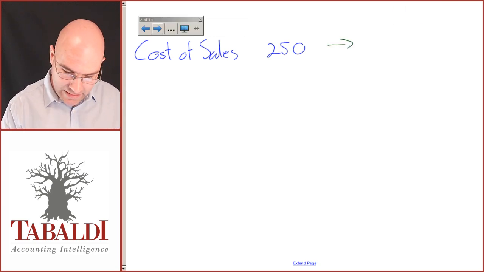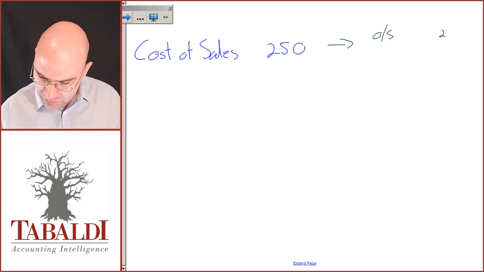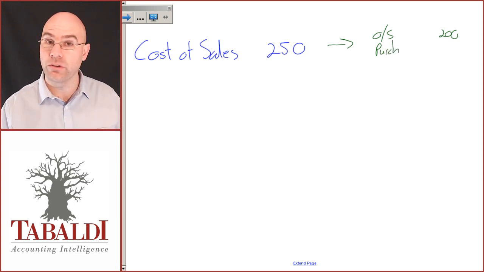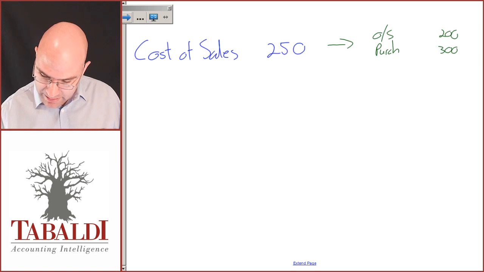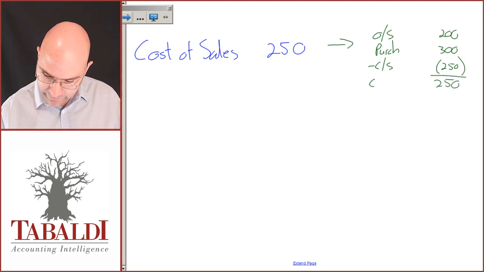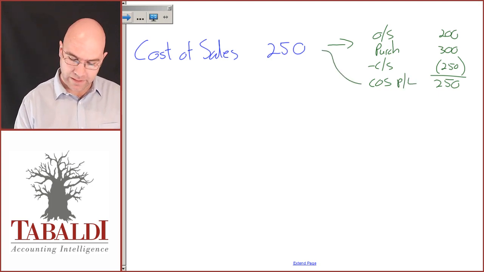Let's say that figure was made up of opening stock of 200. It was made up of purchases, both on credit and cash, of 300. And we subtract closing stock. Let's pretend that figure was 250. That throws out this cost of sales figure in profit or loss as an expense of 250.